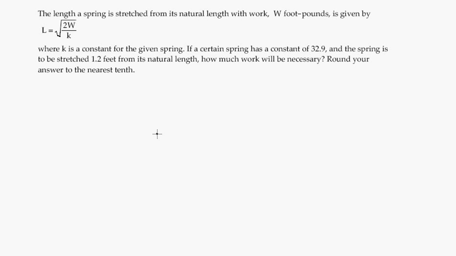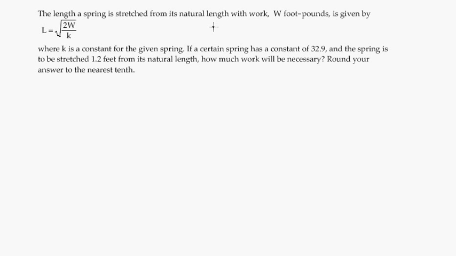The length a spring is stretched from its natural length with work W foot-pounds is given by L equals the square root of 2W over K, where K is a constant for the given spring. Okay, let's talk about that for a minute. W is foot-pounds, so that's some kind of weight or pressure that's being used to stretch this spring. And L is the length that the spring is stretching from its natural length.